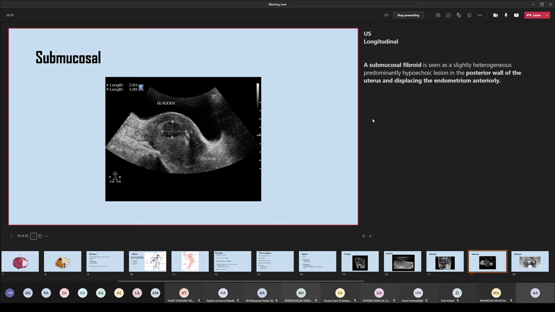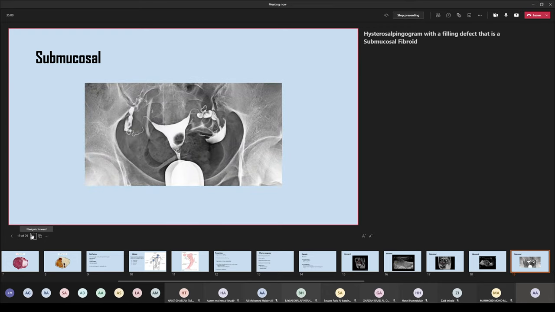On the ultrasound, this is an ultrasound of a submucosal fibroid. This submucosal fibroid in particular is located in the posterior wall of the uterus. It's displacing the endometrium anteriorly. Again, we said for the submucosal, we might do hysterosalpingogram. This is a picture of a hysterosalpingogram with a filling defect. This filling defect is a submucosal fibroid.